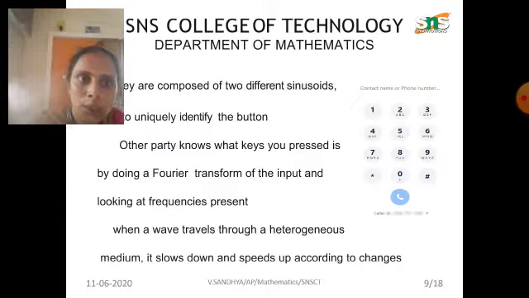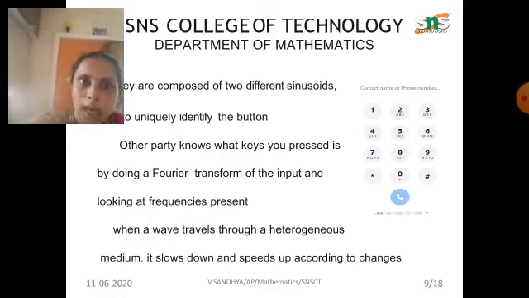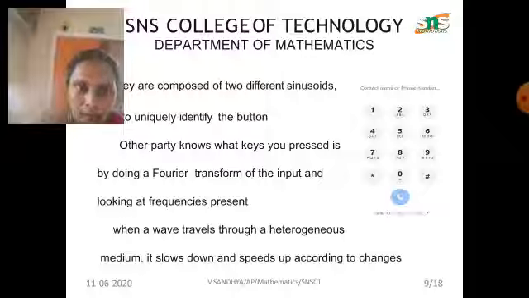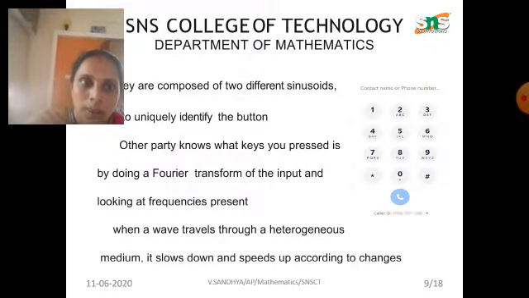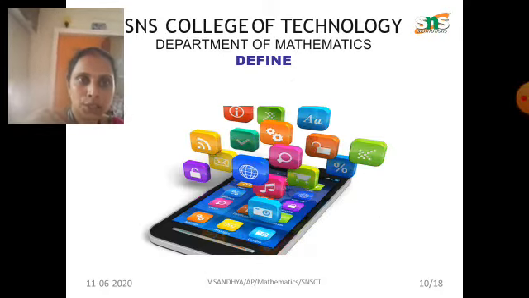The other party knows what key you pressed by doing a Fourier transform of the input and looking at the frequencies present. When a wave travels through a heterogeneous medium, it slows down and speeds up according to the changes.